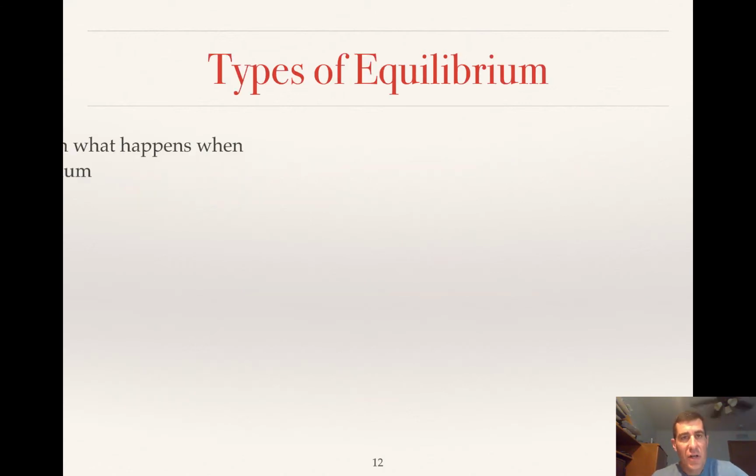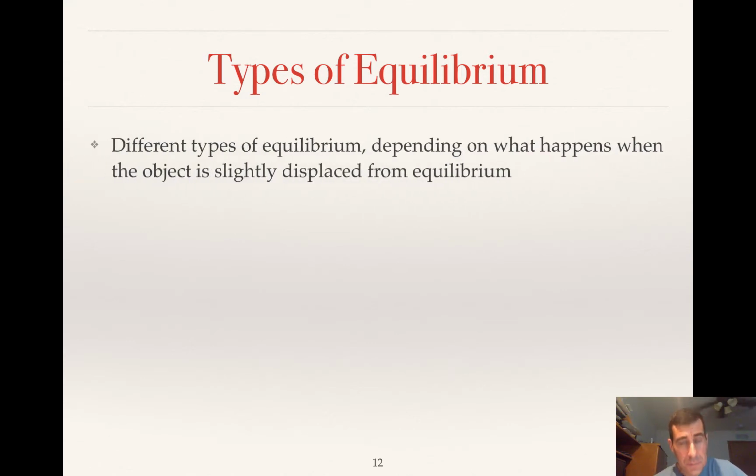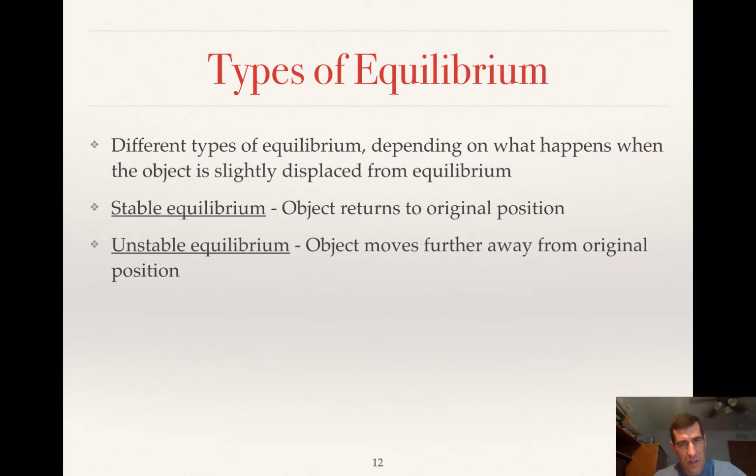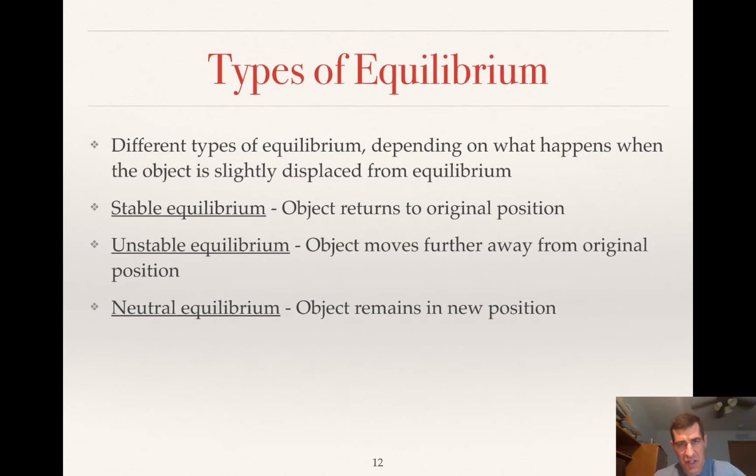Okay, so there are a couple of different types of equilibrium we can think about. The way to think about the type of equilibrium is to imagine you have an object in equilibrium, you displace it a little bit away from equilibrium, and then see what happens. If you have a stable equilibrium, you displace your object a little bit and it goes back to the equilibrium position. If you have an unstable equilibrium, you displace it a little bit and it actually moves further away from the equilibrium position. And there's also neutral equilibrium, where the object remains in its new position, so it doesn't move towards or away from equilibrium.